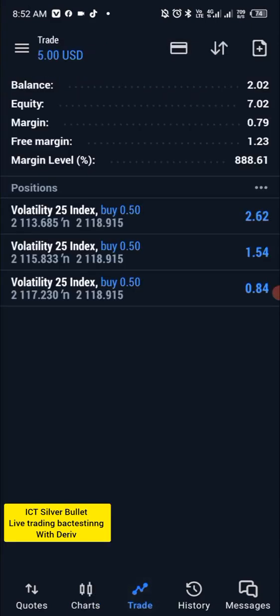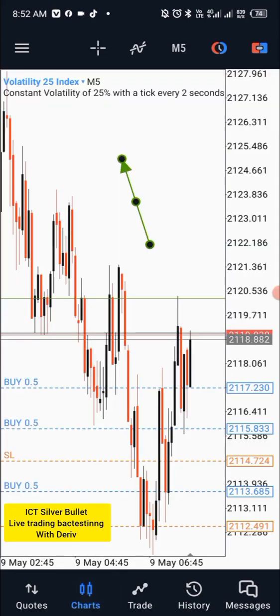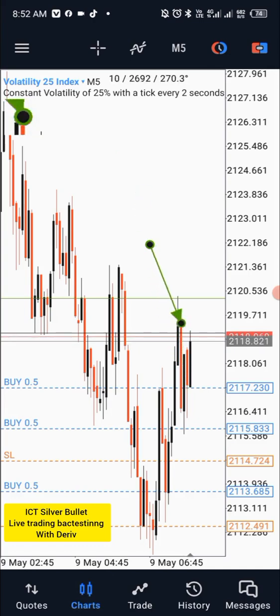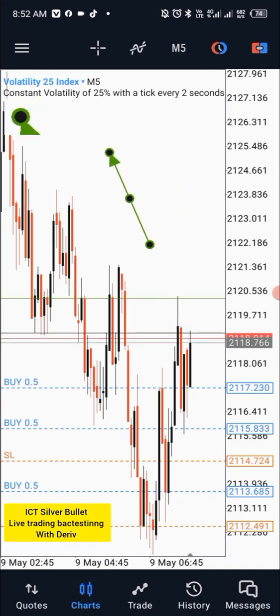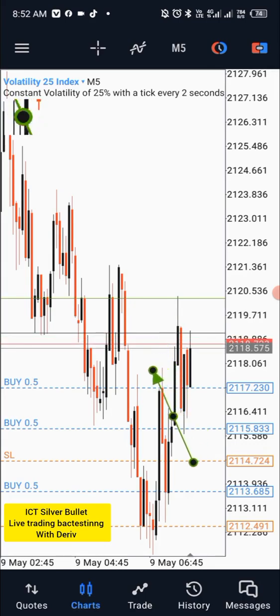You can see my balance went from $2 to $7, and we are still running. So that's one of the advantages of the opening price. I think we are in this opening price now, right? So that's how you can flip your account with it.